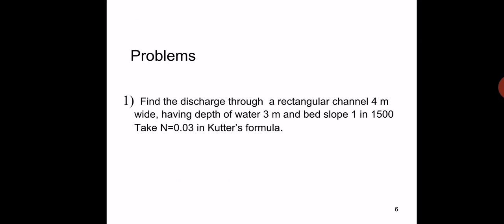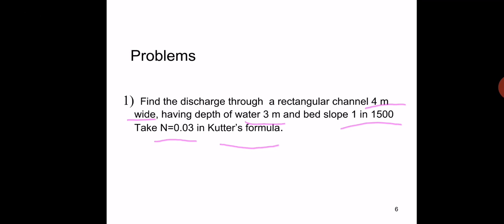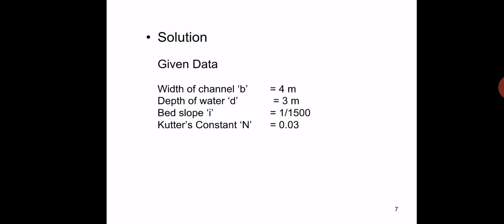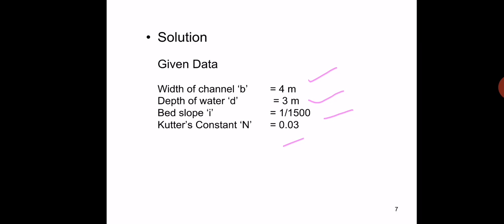Let's go for problem number 1. Find the discharge through a rectangular channel 4 meters wide, having a depth of water 3 meters and bed slope 1 in 1500. Take n equal to 0.03, using Kutter's formula. He has given the width of the channel B is 4 meters, D is 3 meters, bed slope is 1 in 1500 and Kutter's constant n is 0.03.